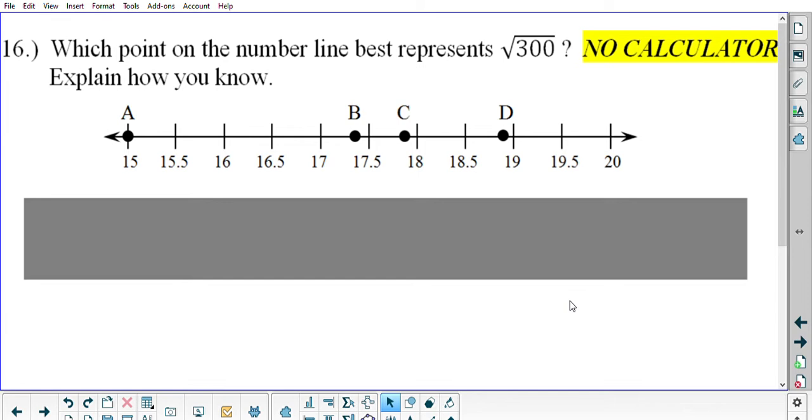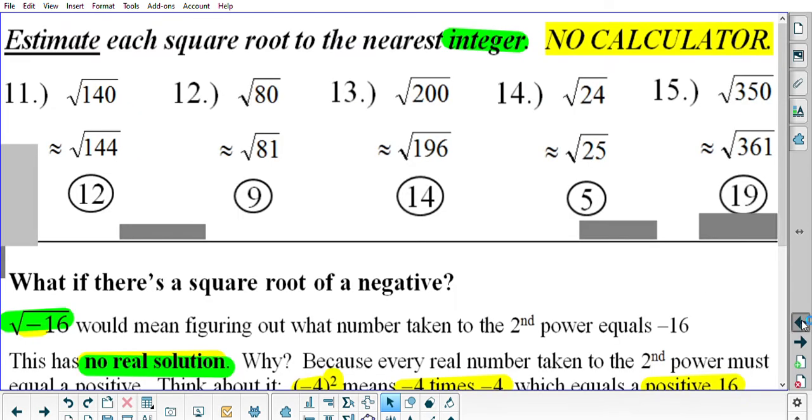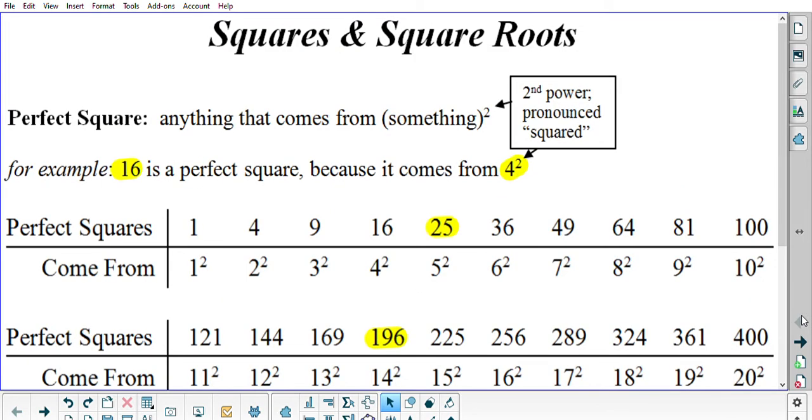It says, which point on the number line best represents the square root of 300? You do not need a calculator for this. You can explain how you know by using the chart that I have given you before. Which number on this chart is the closest perfect square to 300? That would be 289, which the square root of that would be 17.